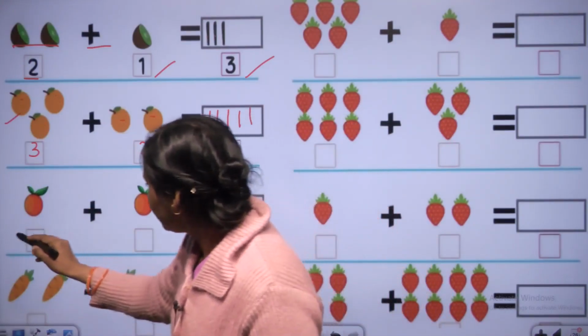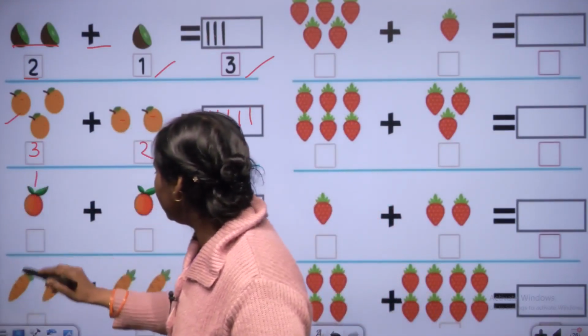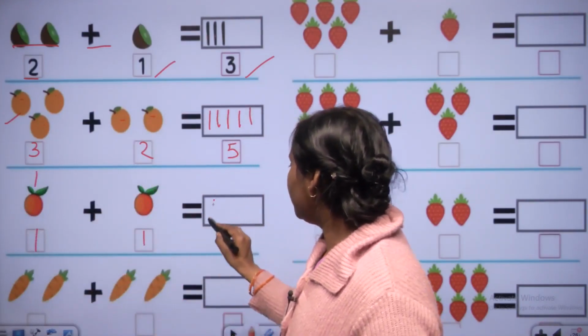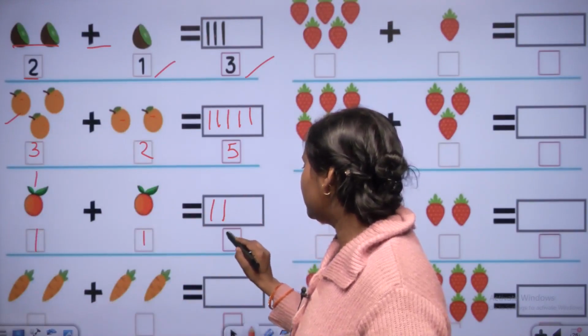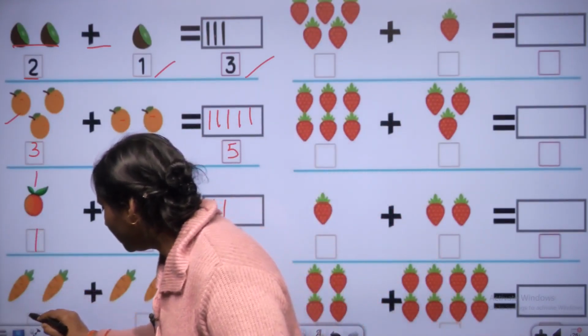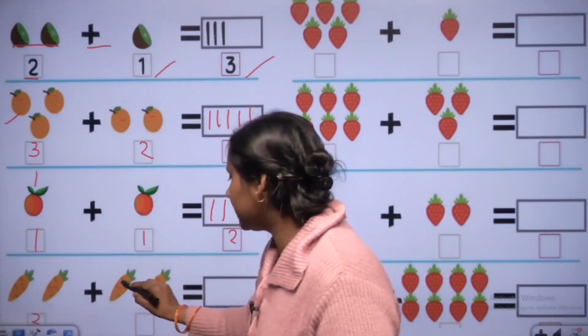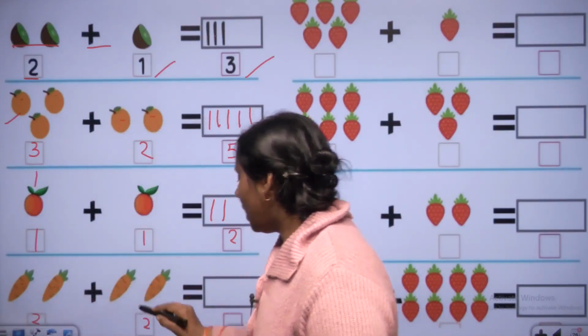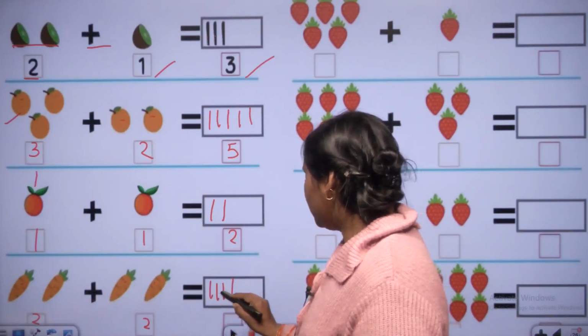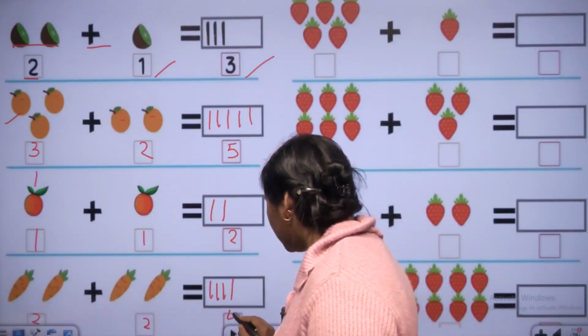Then this one is 1. Okay. Another orange, 1. 1 plus 1, 1, 2, 2. Okay. Then carrot, 1, 2. 2 carrots, first side, another side, 1, 2. How many carrots? 1, 2, 3, 4. 4 right here.